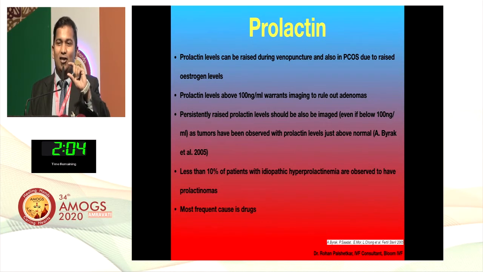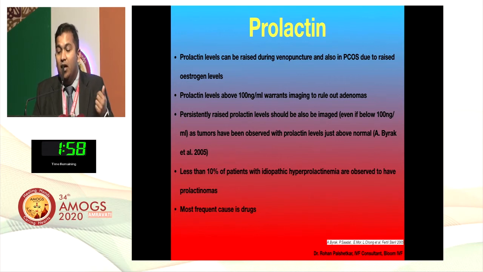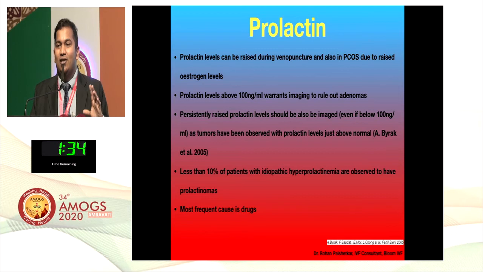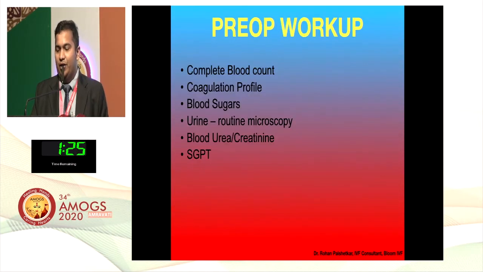So if your prolactin levels are just above the normal, think of doing a repeat level again for that patient. If your prolactin levels are above 100, think about doing an MRI because it could be a micro or macro prolactinoma. If you have continuously raised levels on a repeated test, again consider doing imaging. Less than 10% of the hyperprolactinemia patients have been shown to have prolactinomas. Your most frequent cause is drugs. So just make sure that whatever drugs are being used, you have an idea which of them is actually causing hyperprolactinemia. So those can be changed and an alternative treatment could be started.